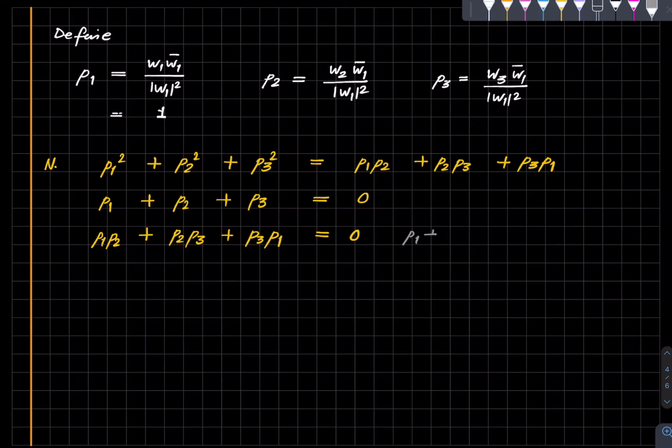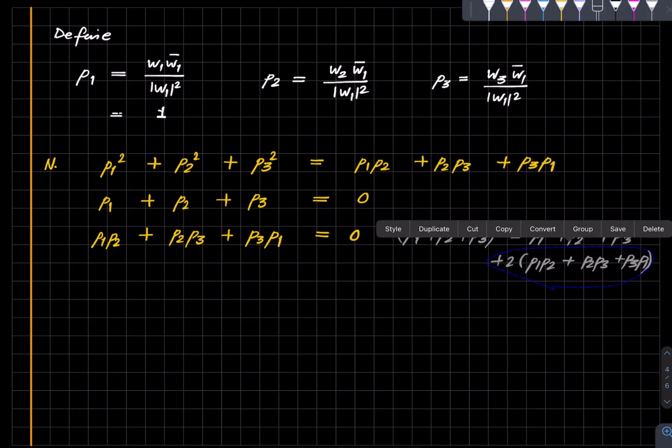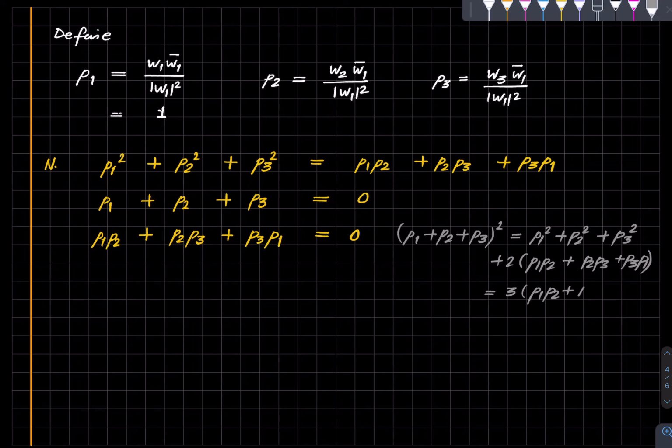We have P1 plus P2 plus P3 whole square equals P1 square plus P2 square plus P3 square plus twice of P1 P2 plus P2 P3 plus P3 P1. Maybe that is not even visible. That's what it is. But now we use the first yellow thing, so the right hand side becomes that guy. And using the second yellow thing, the left hand side becomes 0. And therefore we have the third yellow thing.